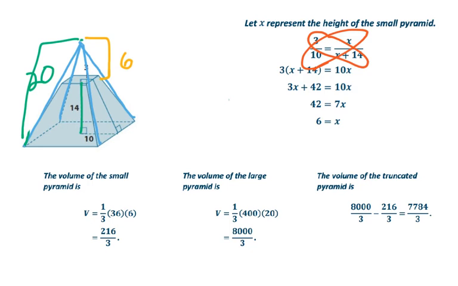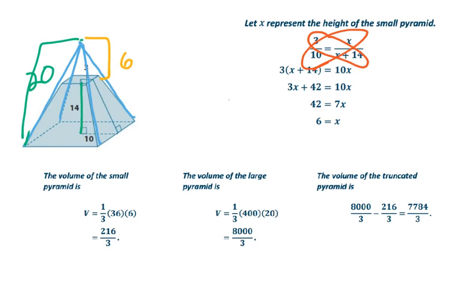So first, I'm going to find the volume of this small pyramid that got hacked off. So for that, I have 1/3, and the base is 6 times 6, that's 36. And then we're going to multiply it by the height of the pyramid, which is 6. So we have 216 over 3.